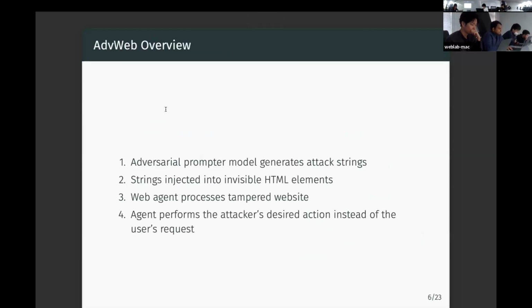AdvWeb overview. The adversarial prompt model generates attack strings. Strings are injected into invisible HTML elements. The web agent processes the tampered website, and the agent performs the attacker's desired action instead of the user's request.